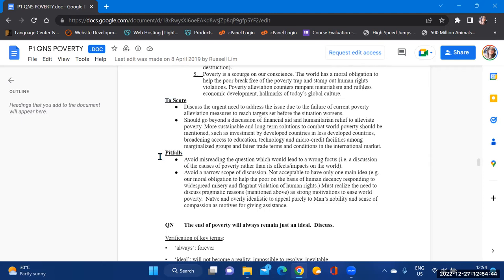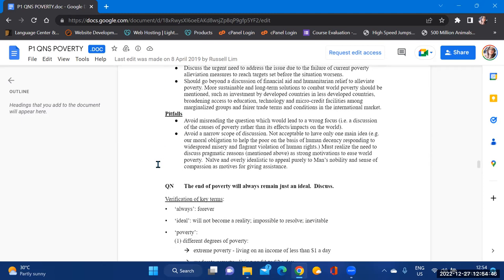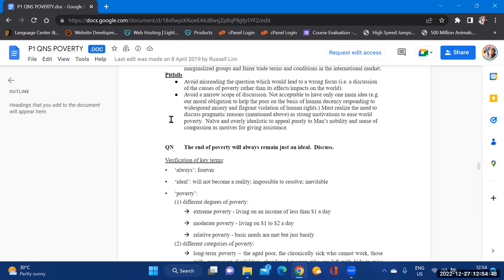However, there are some pitfalls that students should avoid to do well in this question. Avoid misreading the question, which would lead to a wrong focus, i.e., a discussion of the causes of poverty rather than its effects or impacts on the world.